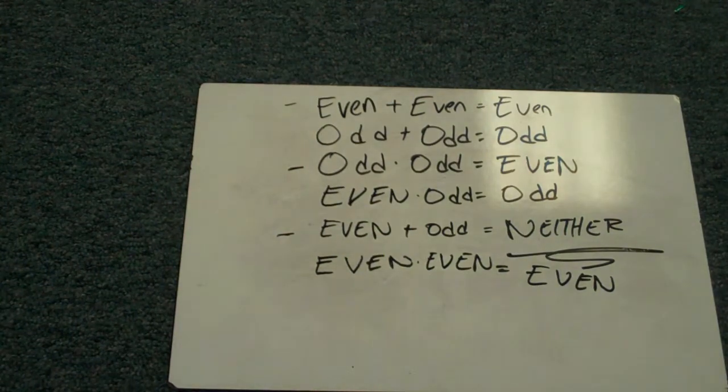Here are some formulas to know whether your graph will be even or odd. When two even functions are added, an even function will be the result. When two odds are added, an odd will be the result. When two odds are multiplied, an even function will be the result. An even times an odd equals an odd, an even plus an odd equals neither, and an even times an even equals even.